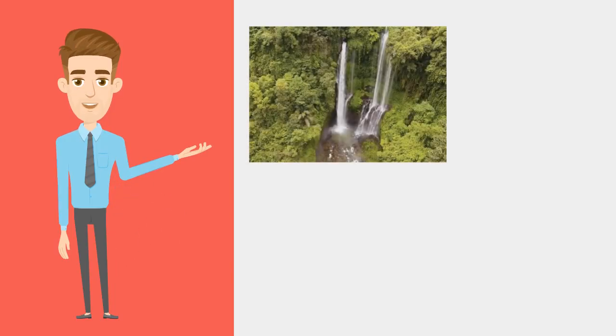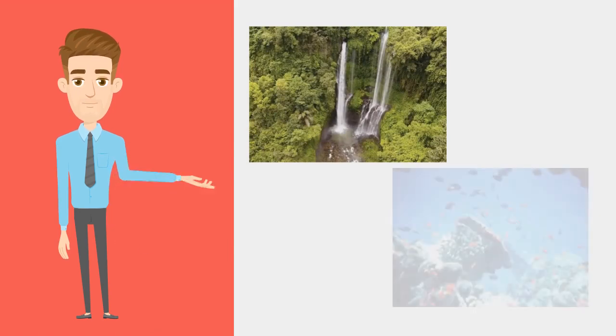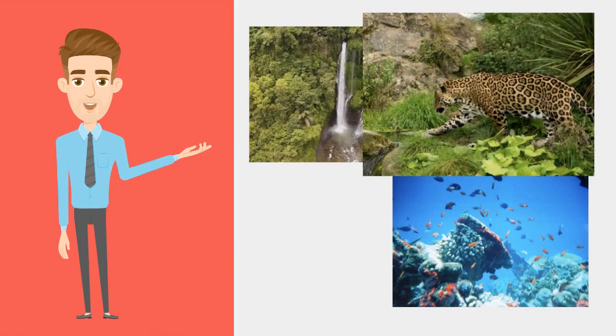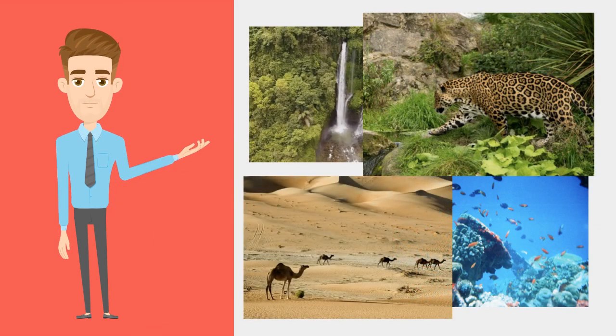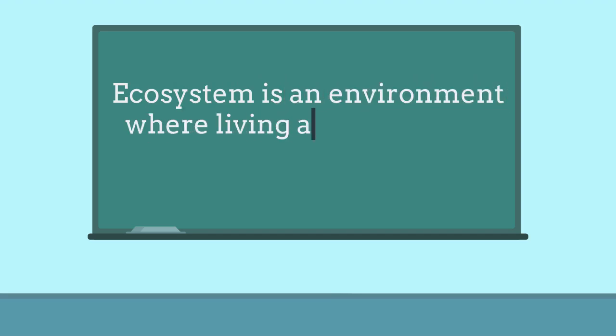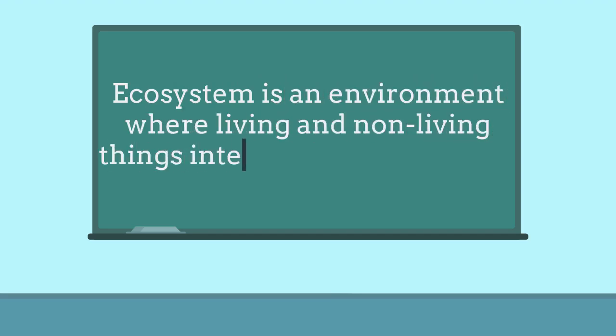Those are just a few of the ecosystems around the world. There are so many more. Some of them even exist purely in the water, but they all have this in common. An ecosystem is an environment where living and non-living things interact with each other.